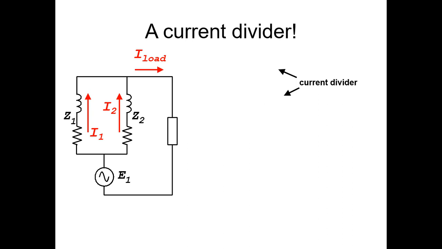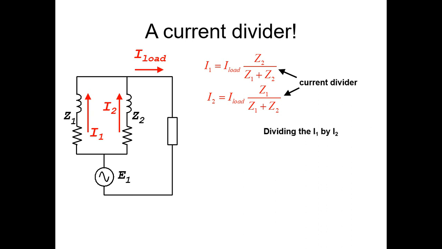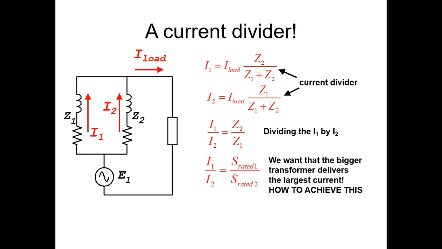We have a current divider, of course. I load is divided between Z1 and Z2 this way. That is the ratio between the two, right? And this is the current in the second transformer. If we find the ratio of them, we see the load is divided between the two transformers according to their short circuit impedances. And that, of course, is expected. But what we want really is that they divide the current according to their power rating, so that the bigger transformer supplies the bigger current and the bigger power contribution.